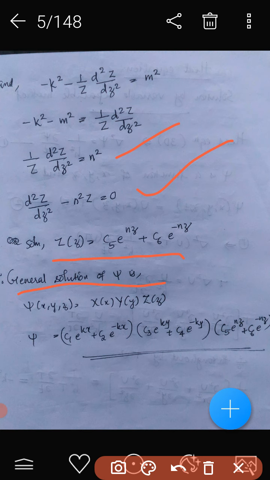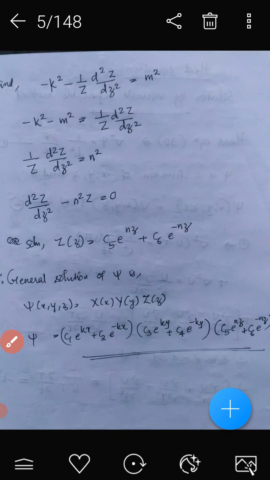So our general solution is ψ = X Y Z. Instead of X, Y, Z, we can substitute the values here. So this is our general solution, the solution of the Laplace equation in the Cartesian coordinate system.